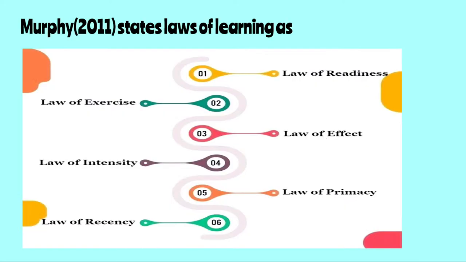And then Murphy in 2011 states laws of learning. So these laws of learning are also applied to digital games. There are six laws which are stated. Law of readiness: the student has to be ready to take that game.